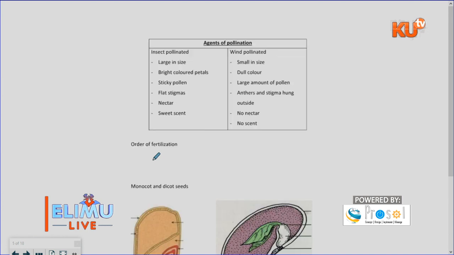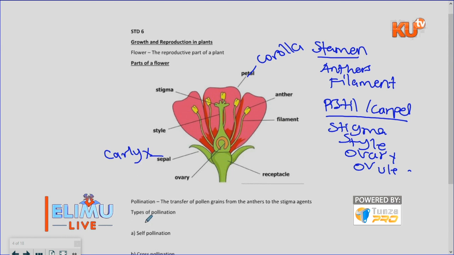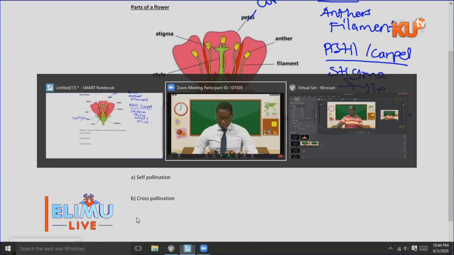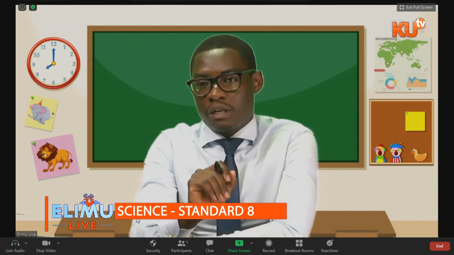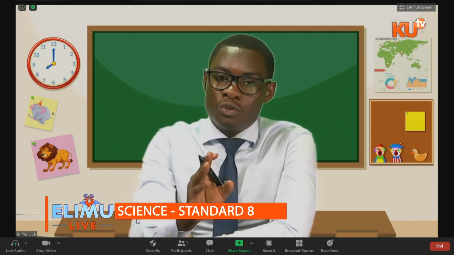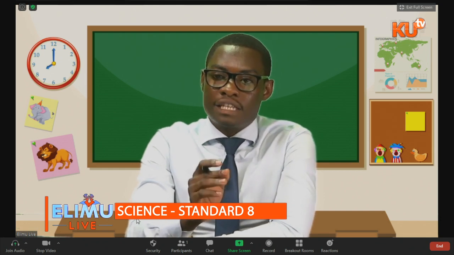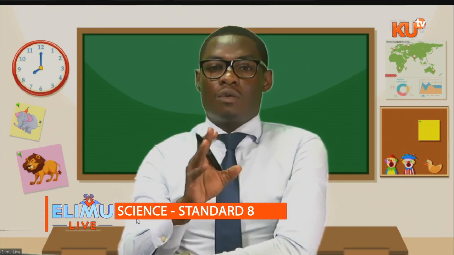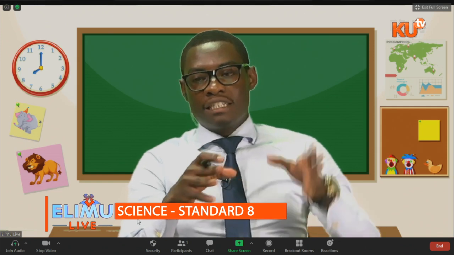Then here we also look at pollination, and we look at types of pollination. Pollination is the transfer of pollen grains from the anthers to the stigma. We have two types of pollination: self-pollination and cross-pollination. I'll make it very simple for you to get the difference between the two. In self-pollination, we have the same plant. So the flowers are pollinating on the same plant.